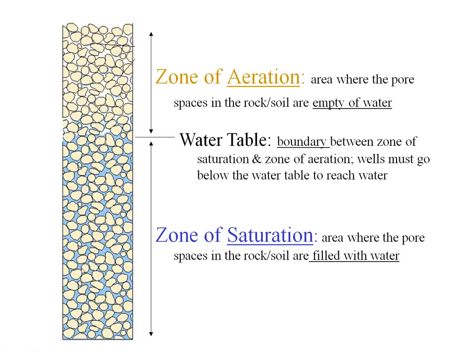In fact, the deeper it goes, typically the better, because if there's more rain, the water table will rise. If there's less rain, the water table will drop. And you want to be able to get water with your well, even if there's a bit of a drought and the water table is lower than normal.